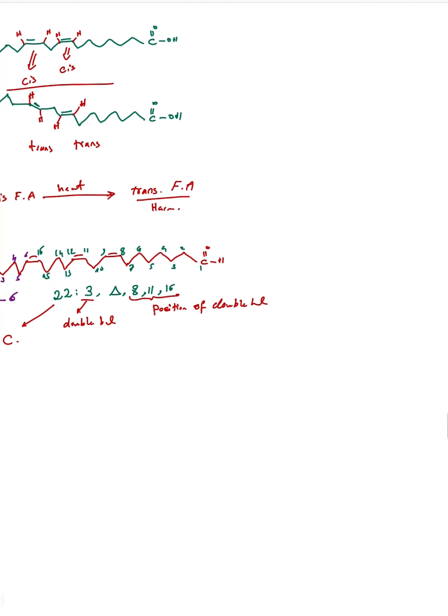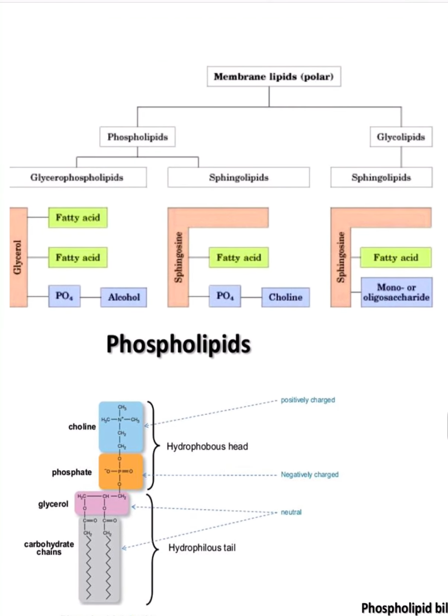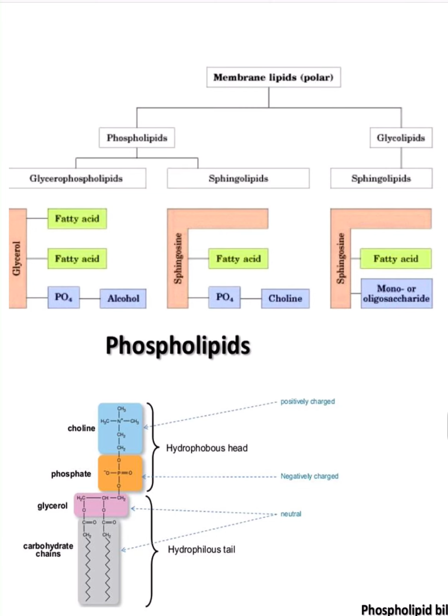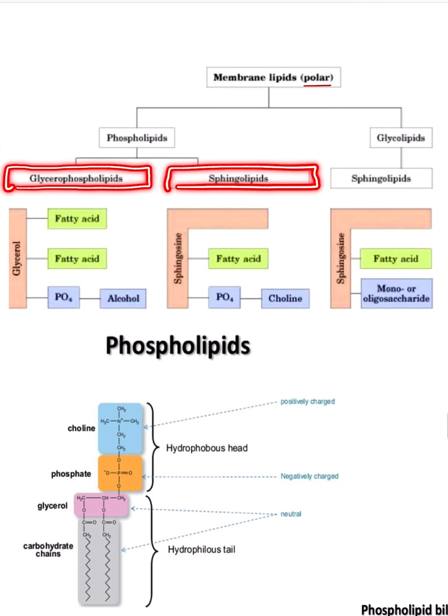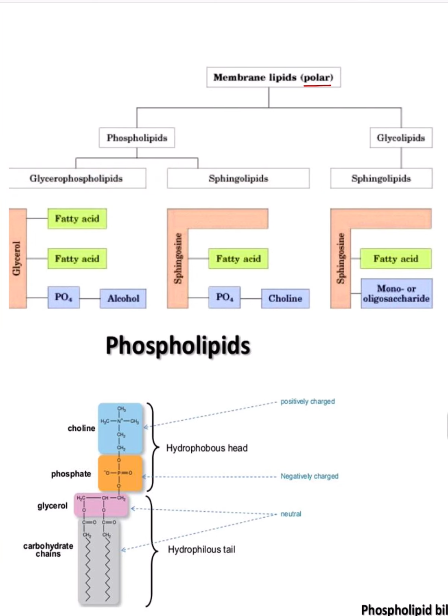Okay, as I say here, we can classify membrane lipids usually in two systems: phospholipid and glycolipid. Phospholipid can be divided into glycerophospholipid and sphingolipid, and glycolipid can be shown with a sphingolipid again, but with a different shape. The first group is glycerophospholipid. I can show the structure.